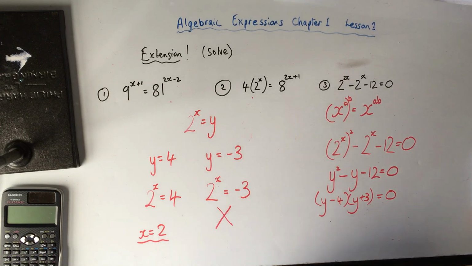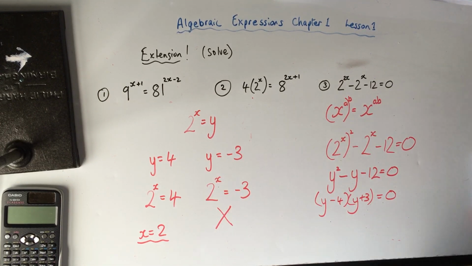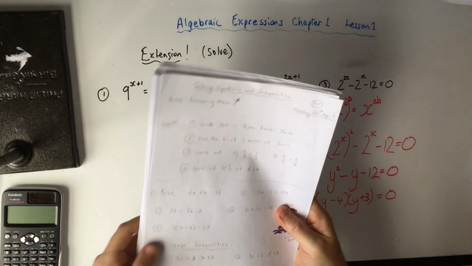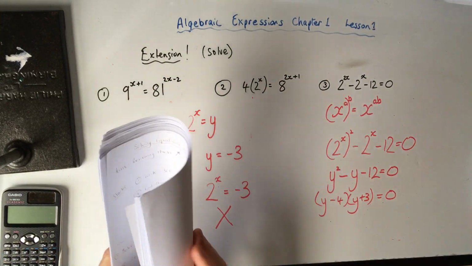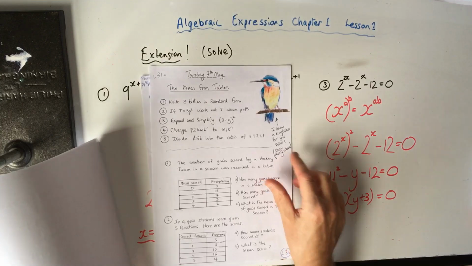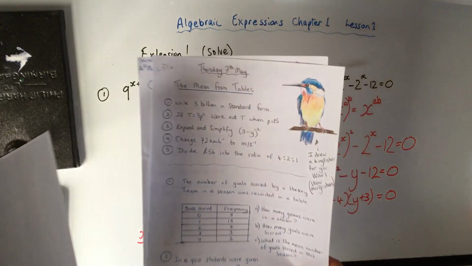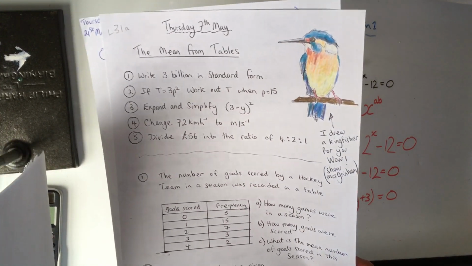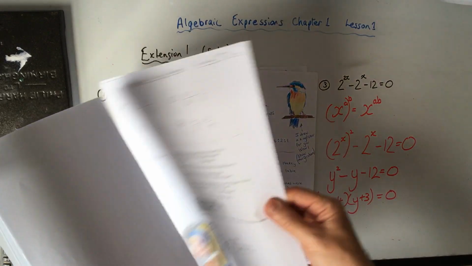Before you go, just want to show you something. Just over lockdown, I did all my worksheets for my year 10. I did little video lessons for them. Just want to show you some of the pictures that I put on the worksheets. Look at that. Oh my word. Look at that. That was a kingfisher that I did.